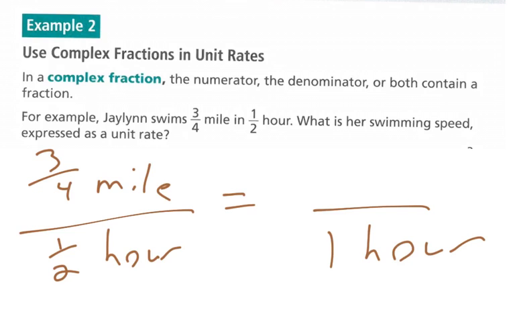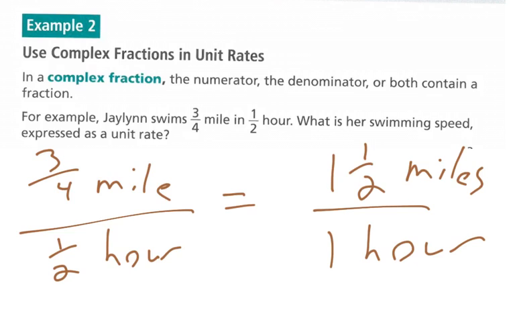So it's the exact same thing. We're going to divide our top number by our bottom number. We're just doing that with fractions. So in your calculator, you type your 3/4. So remember, you hit that N over D button. You're going to divide, hit the N over D button again, 1/2, and enter. And she is going 3/2, so she's going 1.5 miles in 1 hour.